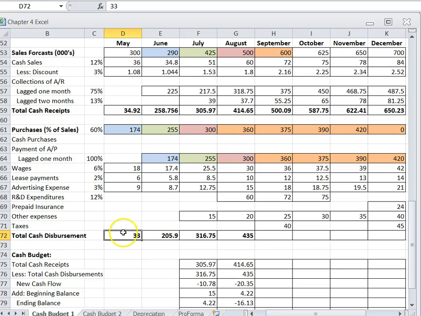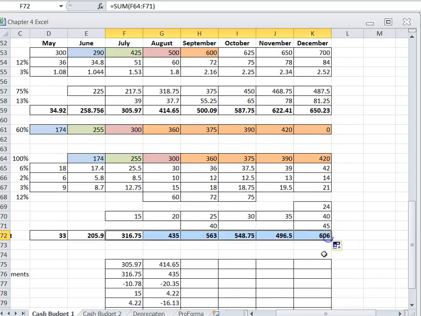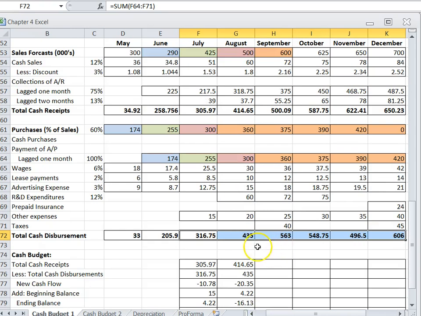So this 33 is going to be 18 plus 6 plus 9. And this 25 here is going to be 205. 205 is going to be a sum of these numbers. So basically, I am adding all these blue boxes you see highlighted here. I'm adding all these together because this is a payment, this is a payment, this is a payment, this is a payment. These are all cash disbursements. So I need to add all of these to complete my cash disbursements.